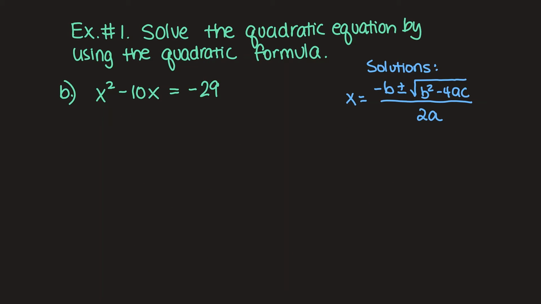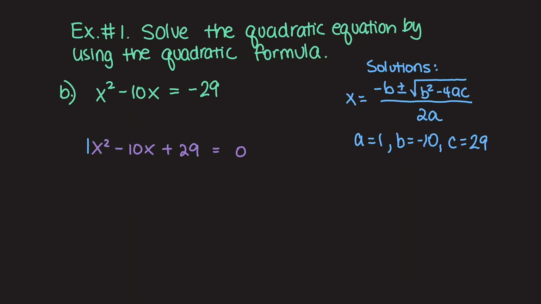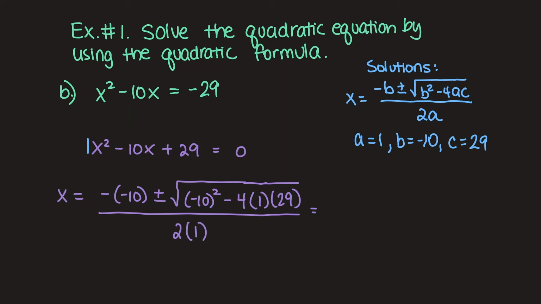To solve the next example, first let's get the quadratic equation in standard form, and now we can easily identify the values for a, b, and c in order to use the quadratic formula. So a is equal to 1, b is equal to -10, and c is equal to 29. And we plug these values into the quadratic formula, and then we simplify to get our solutions for x.